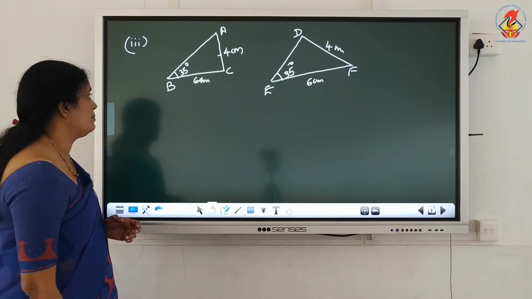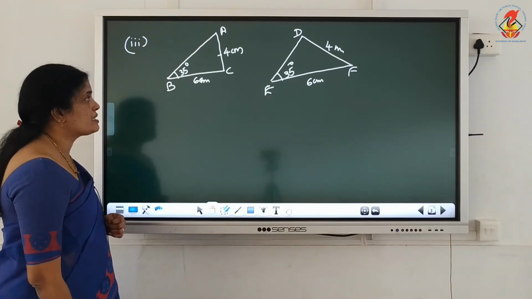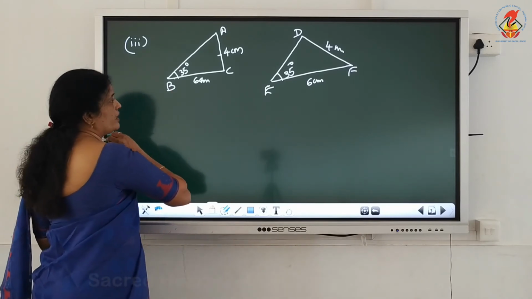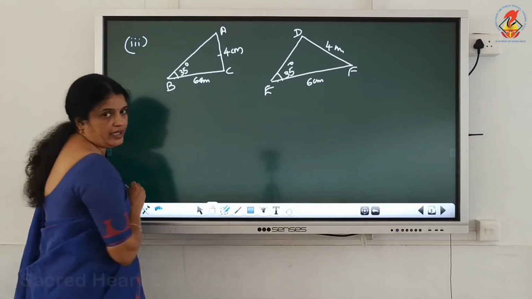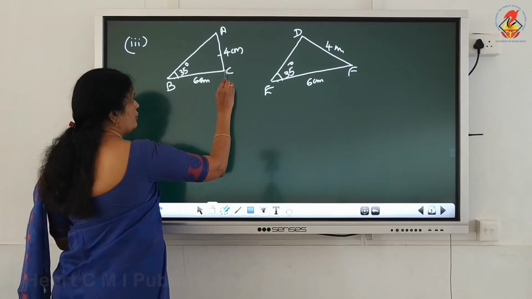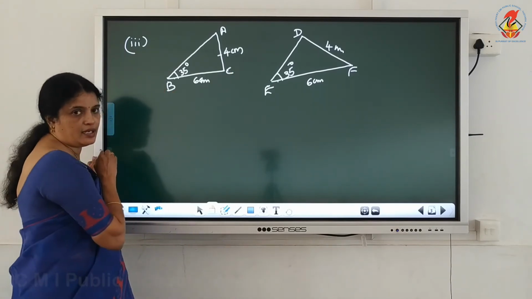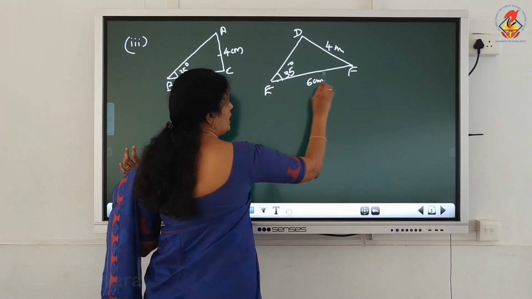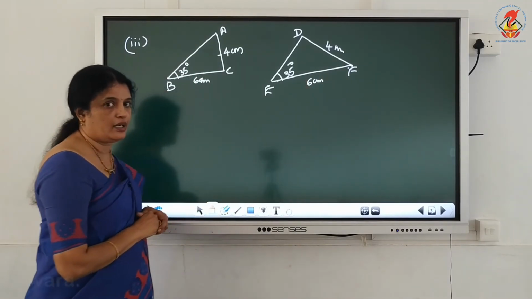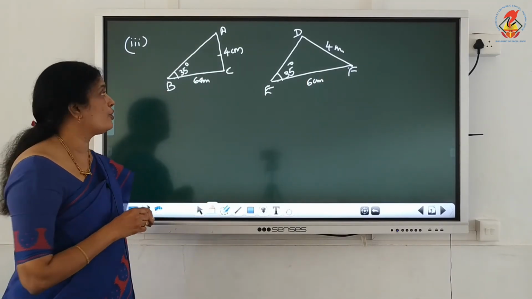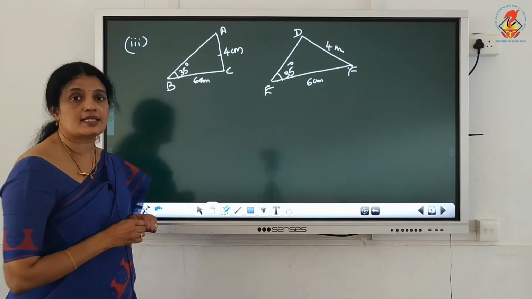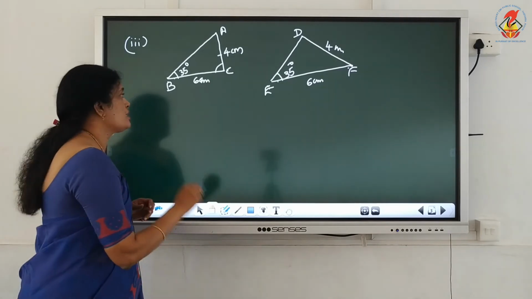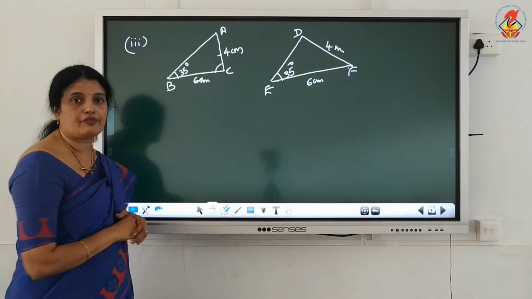Next, a third example, triangle ABC and triangle DEF. Here angle B equal to 35 degree, angle E equal to 35 degree. Here AC equal to 4 centimeter, CB equal to 6 centimeter. Here DF equal to 4 centimeter, EF equal to 6 centimeter. What is the included angle of sides AC and CB? Angle C is the included angle. But in this figure, angle B is given 35 degree.